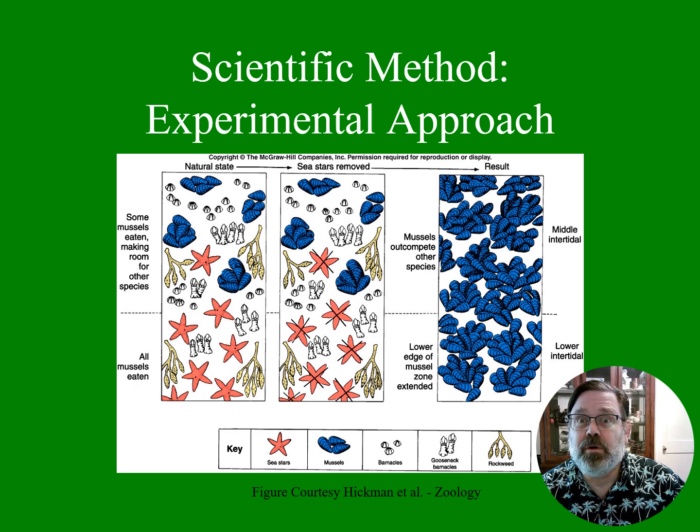An experimental approach would be to change or manipulate the system. So this was a study that Bob Payne did in the Rocky Intertidal of the state of Washington. And in that area, lower down in the intertidal, usually you have sea stars and other marine predators. But they can only get a certain height in the intertidal before they dry out.